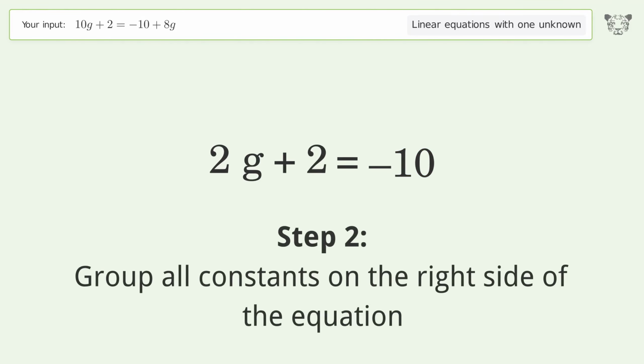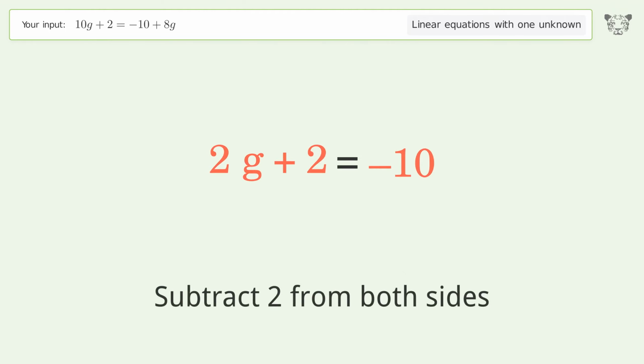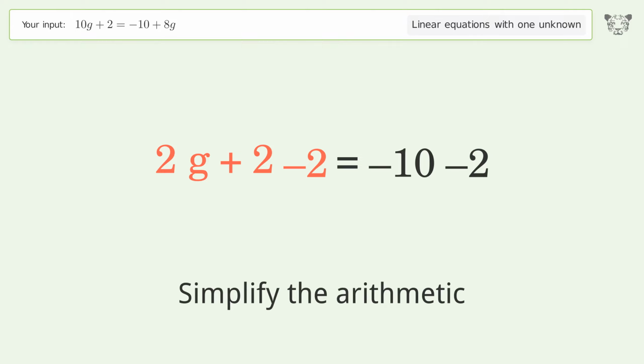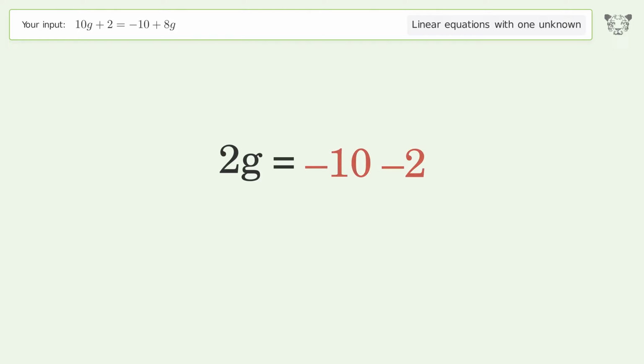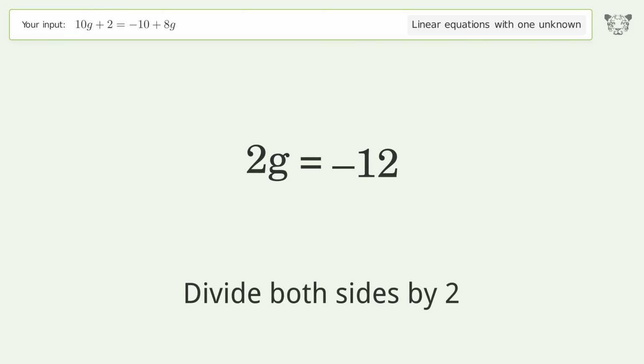Group all constants on the right side of the equation. Subtract 2 from both sides. Simplify the arithmetic. Isolate the g. Divide both sides by 2.